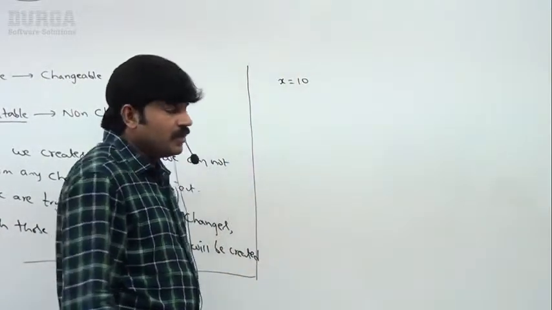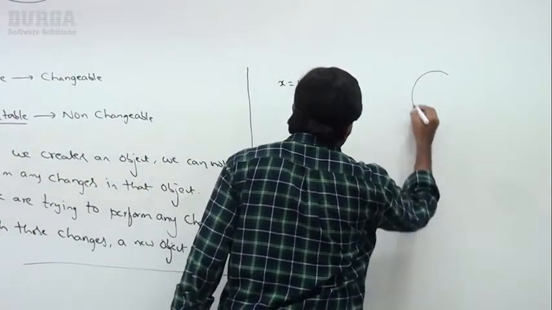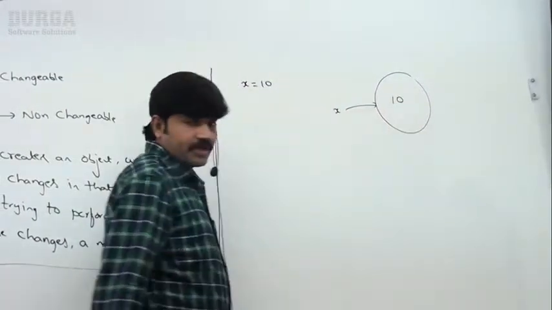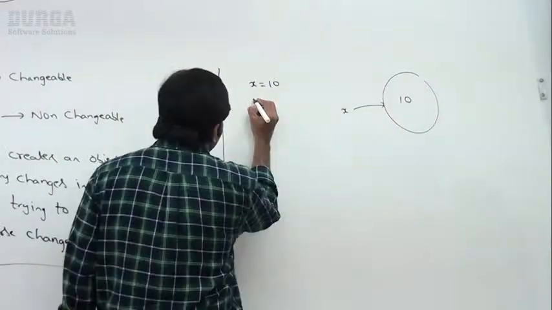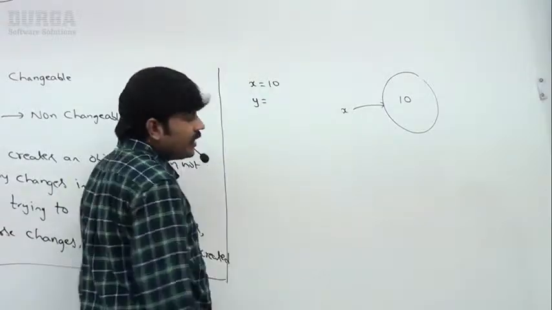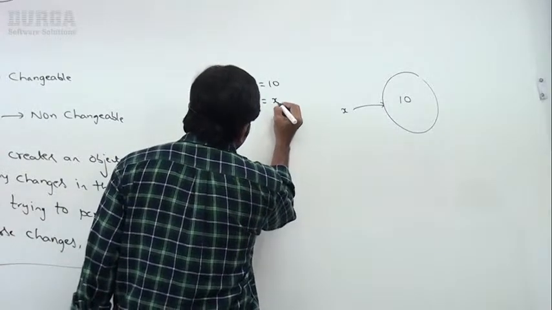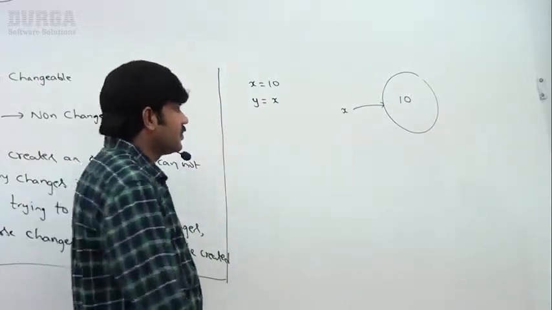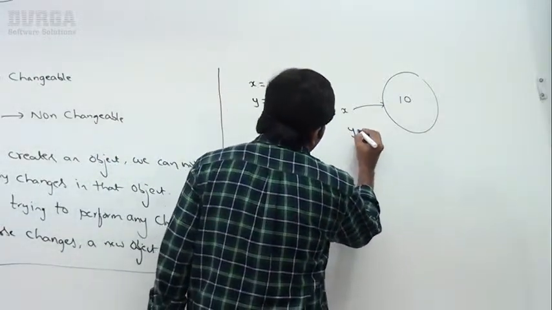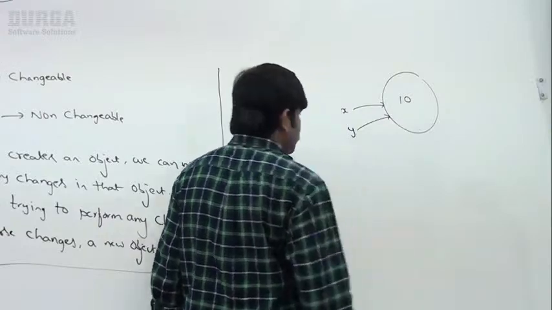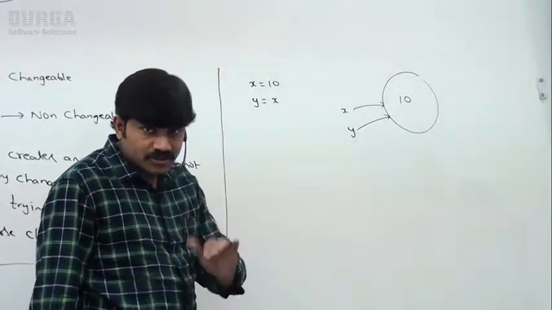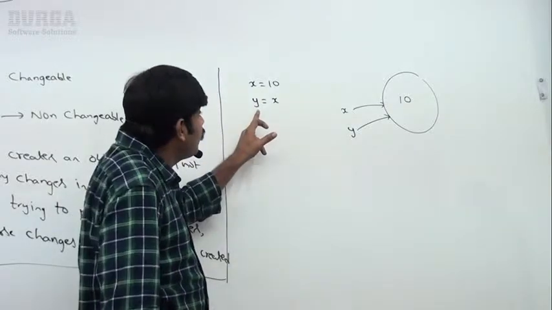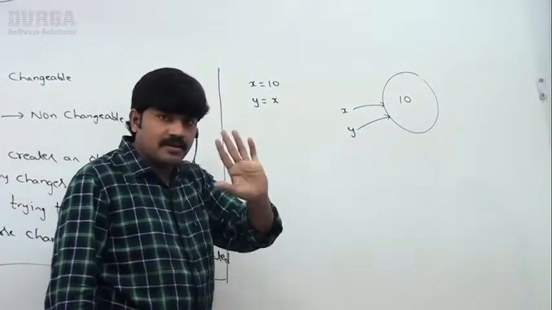I'm taking x is equal to 10. Now x is pointing to 10. Now I'm taking y is equal to x. If I take y is equal to x, it means y is also pointing to the same object. If you want practical proof, you can print the address of x and the address of y.